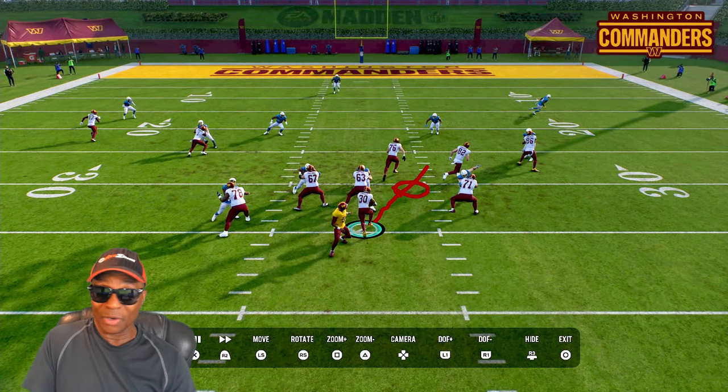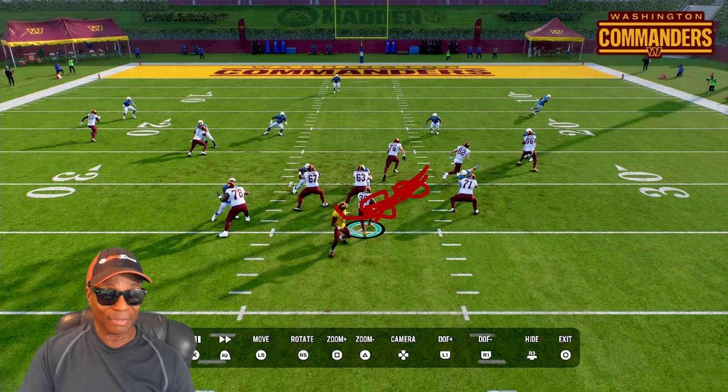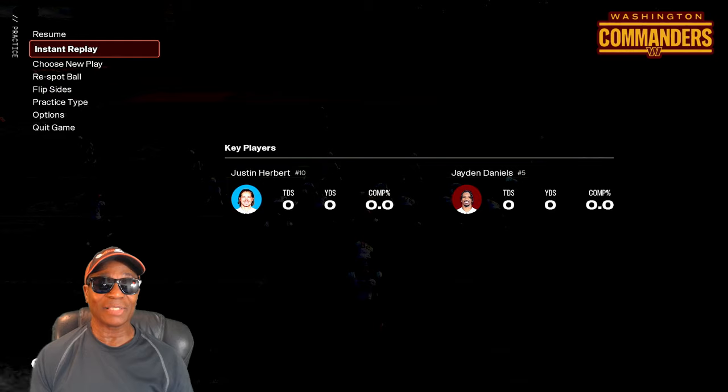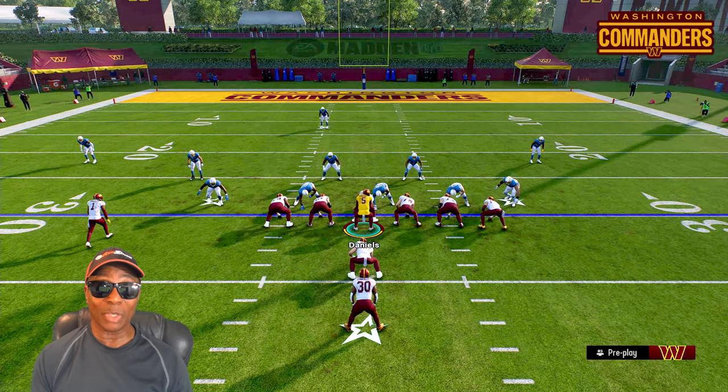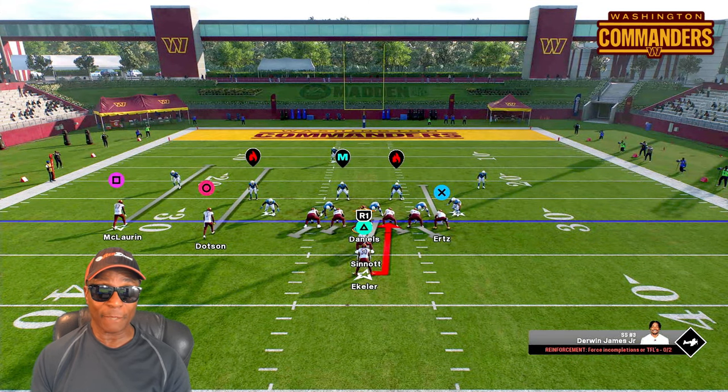The hole is there. Now, if he blocks yours, I'm way over here. Maybe he can't get to me. I got speed. Maybe I can hit turbo right here. But you see what I'm trying to say, guys? I'm not doing a great job displaying, but I'm trying to show you how to get your run block to run better.